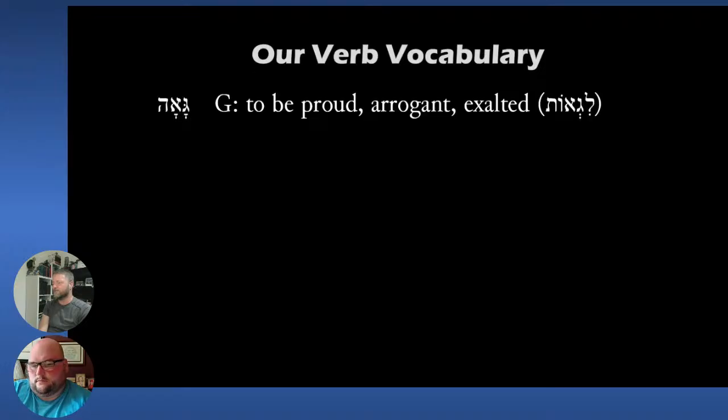This word ga'a, the most common use that I remember is Ashira ladonai ki ga'o ga'a. Remember, I will sing to the Lord, for he is highly exalted.